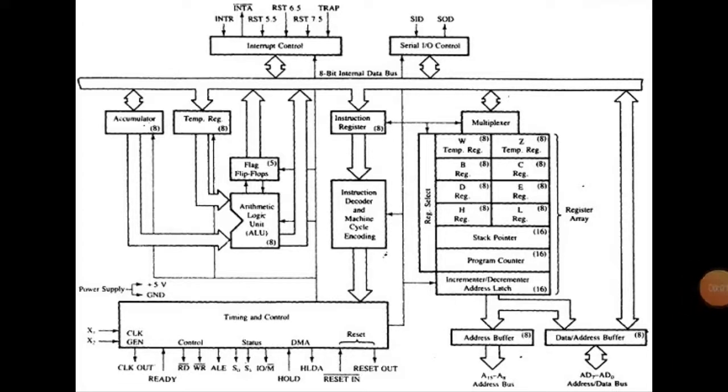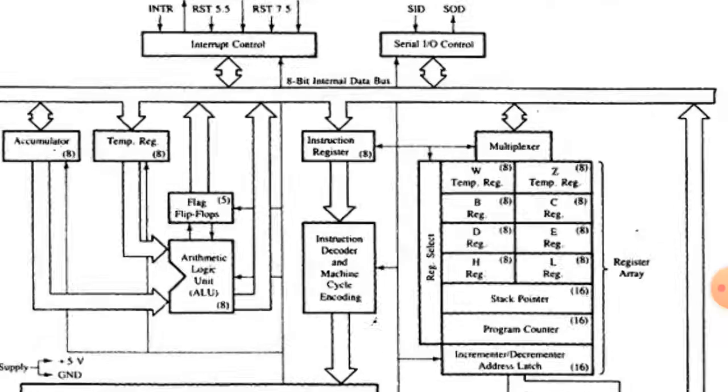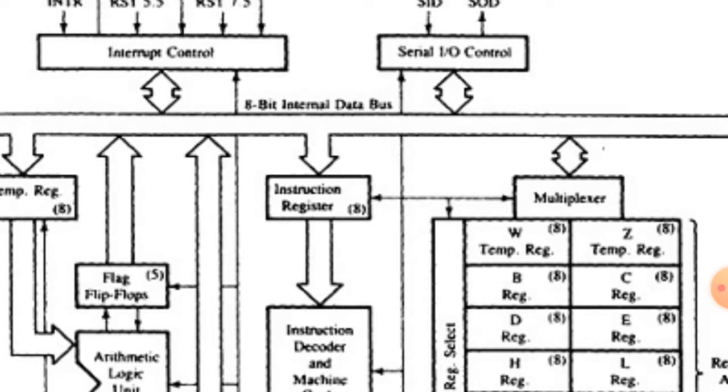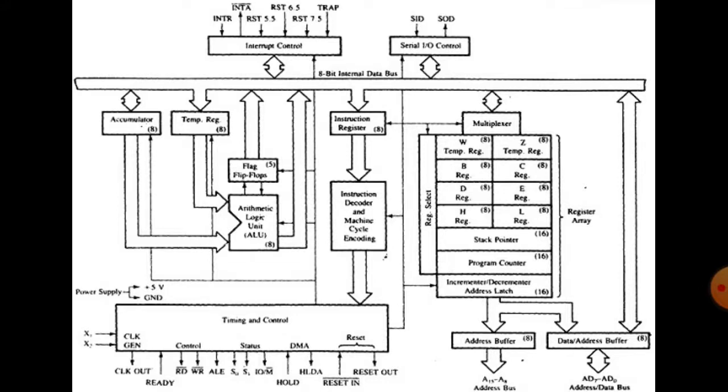Okay, students, this is a diagram of a microprocessor. It is an 8085 microprocessor, an 8-bit microprocessor. As I'm showing you, you have an 8-bit internal data bus. So this particular microprocessor is an 8085 microprocessor, an 8-bit microprocessor as shown in the diagram. Then the following features which it has.